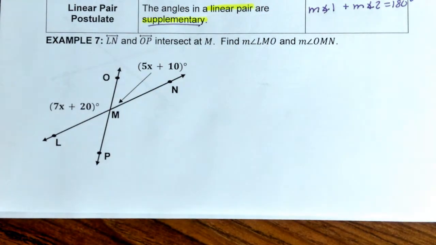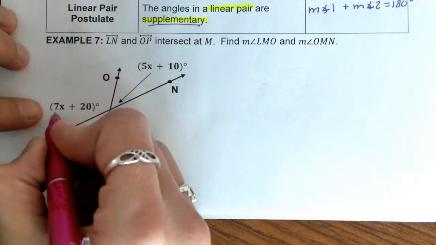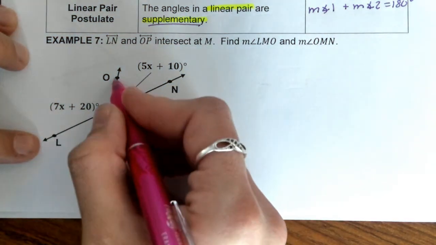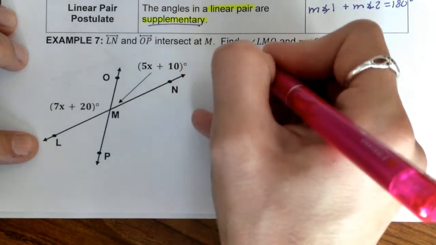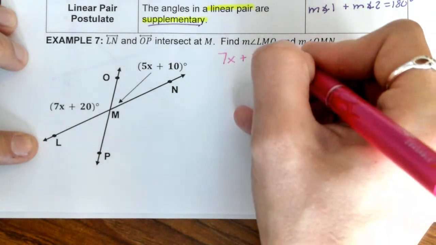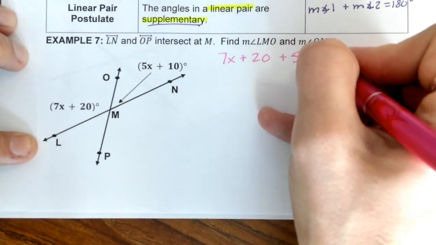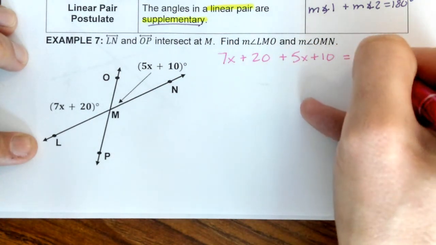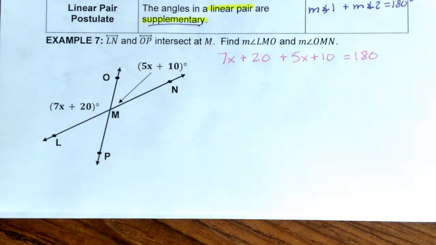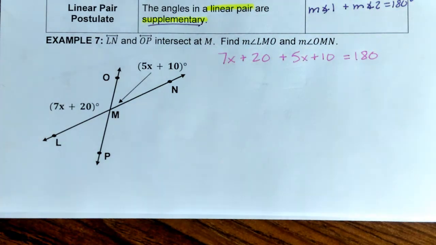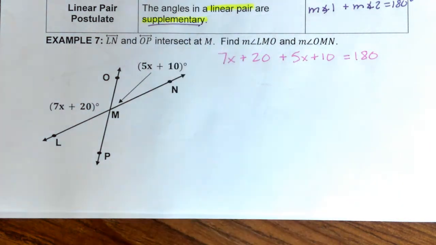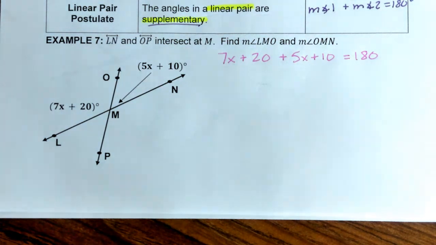So what we do here is exactly like we do with the supplementary angles. We're going to take one of the angles, LMO, which is 7x plus 20, plus angle OMN, which is 5x plus 10, and set it equal to 180 degrees. This is exactly what you would do for supplementary angles, because linear pairs are supplementary angles. So that's why I didn't do a practice earlier with supplementary, because now we are.